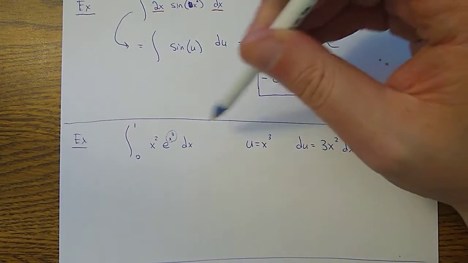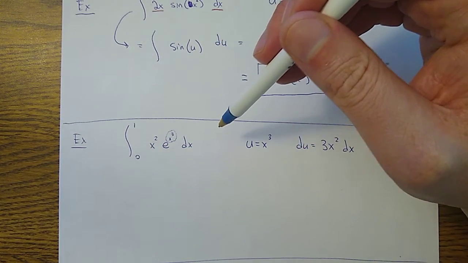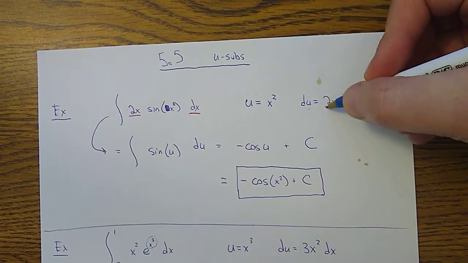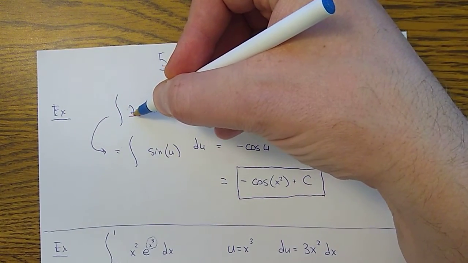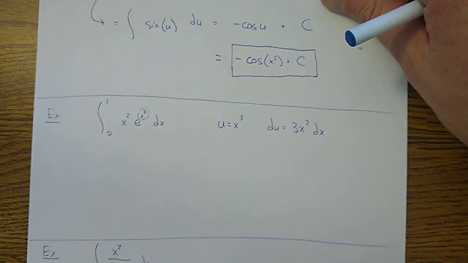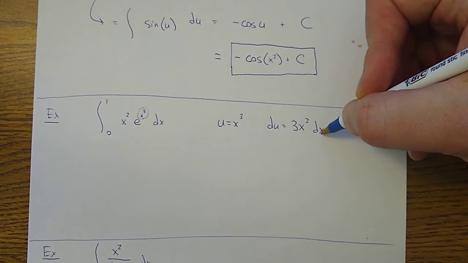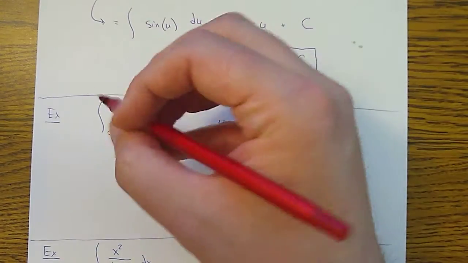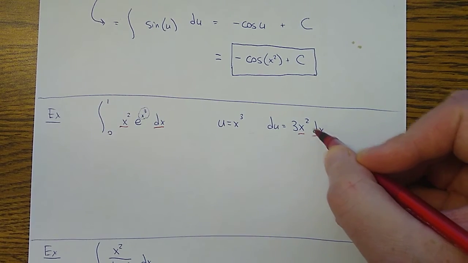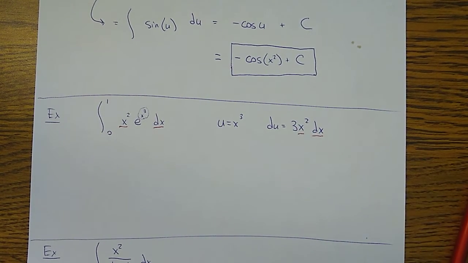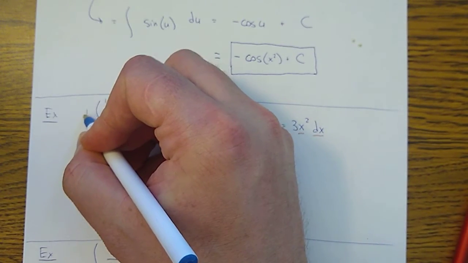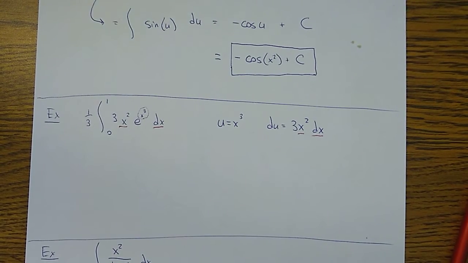Now, this one is slightly different than the last one, because on the last one, du was 2x dx, and I see a 2x and a dx right there, so that all got replaced with du. On this one, du is 3x squared dx. I see an x squared, and I see a dx. So I see this, and I see this. I don't see a 3. So here's one thing I can do. I can put a 3 here, and a 1/3 here to fix it.